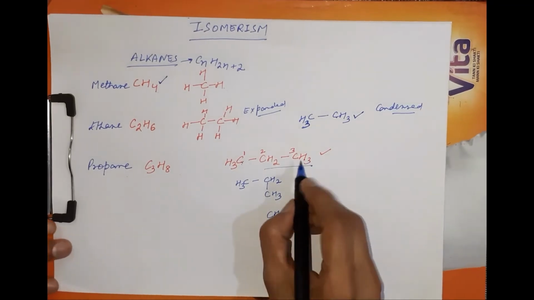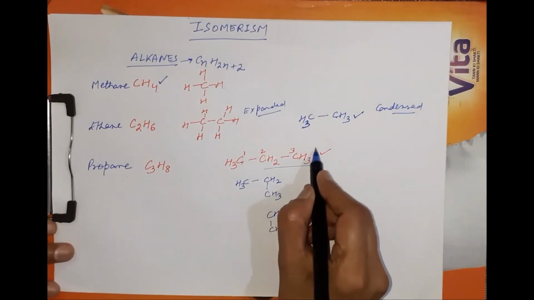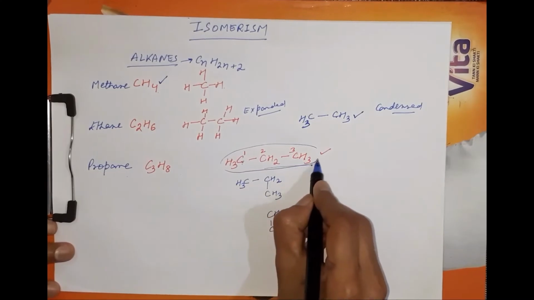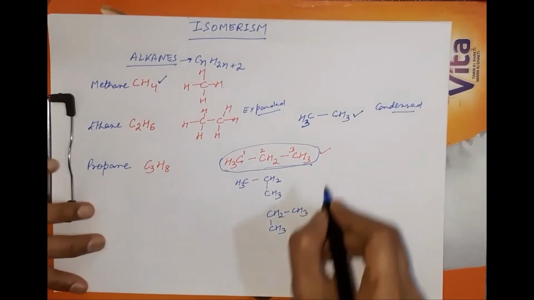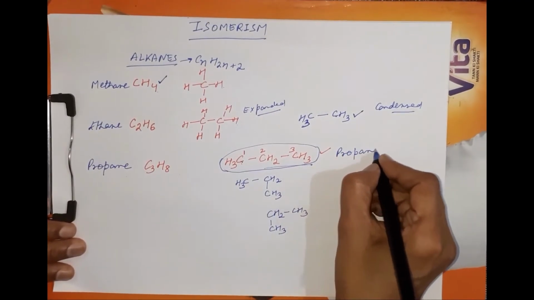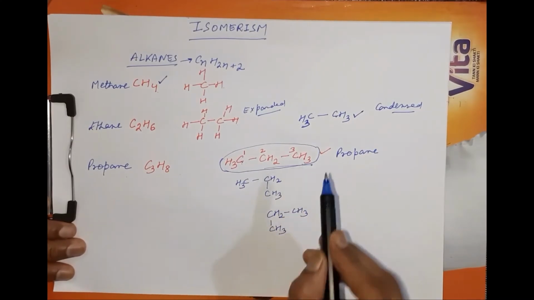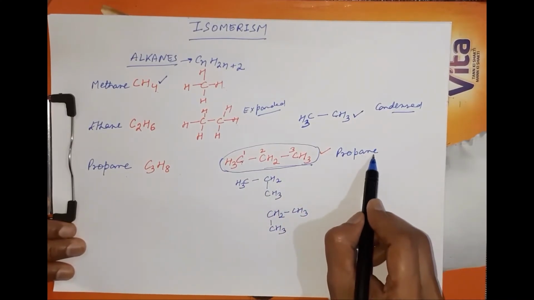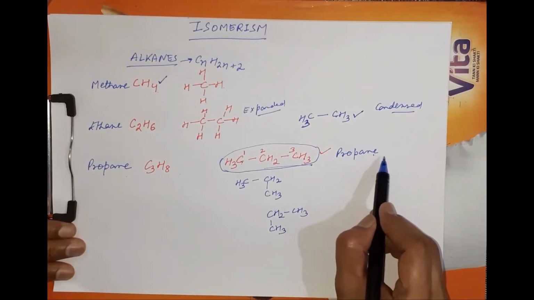But here if we see, you have already learned about the IUPAC nomenclature. So suppose if we write the IUPAC name for this, what will be the name? It will be propane. Prop word root because 3 carbon atoms are there, and ane because all are the single bonds. So the IUPAC name will be propane.